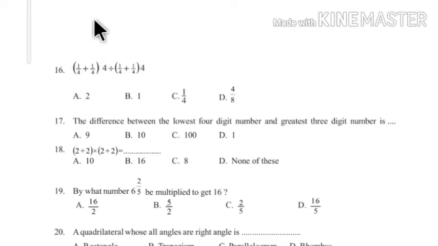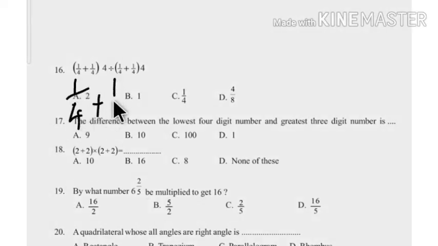Here is the first question: 1/4 + 1/4 × 4 ÷ (1/4 + 1/4 × 4). So 1/4 plus 1/4 is equal to 2/4. We can add the numerators directly if the denominators are the same.